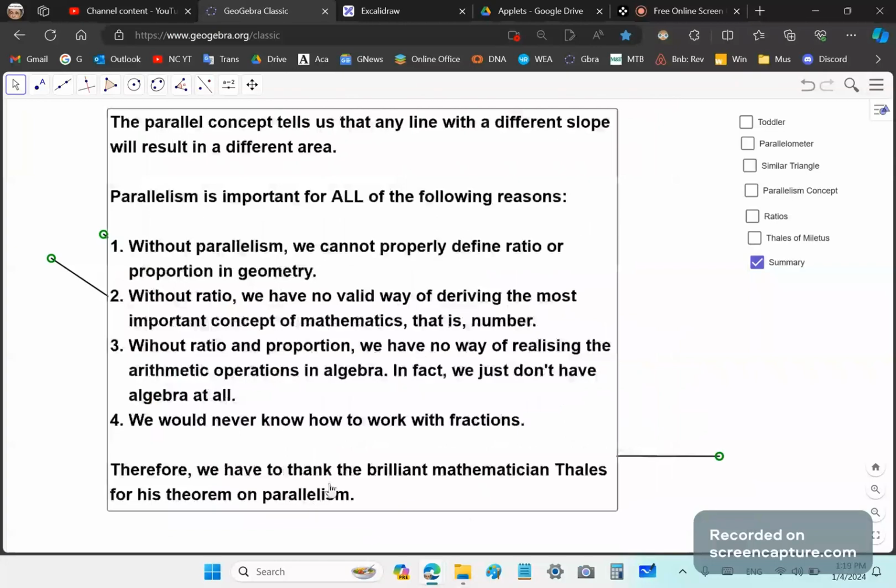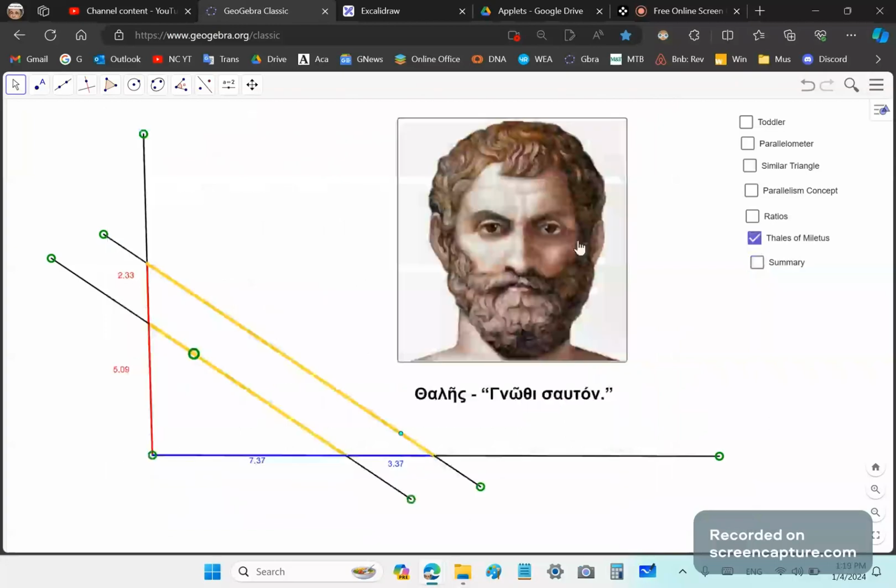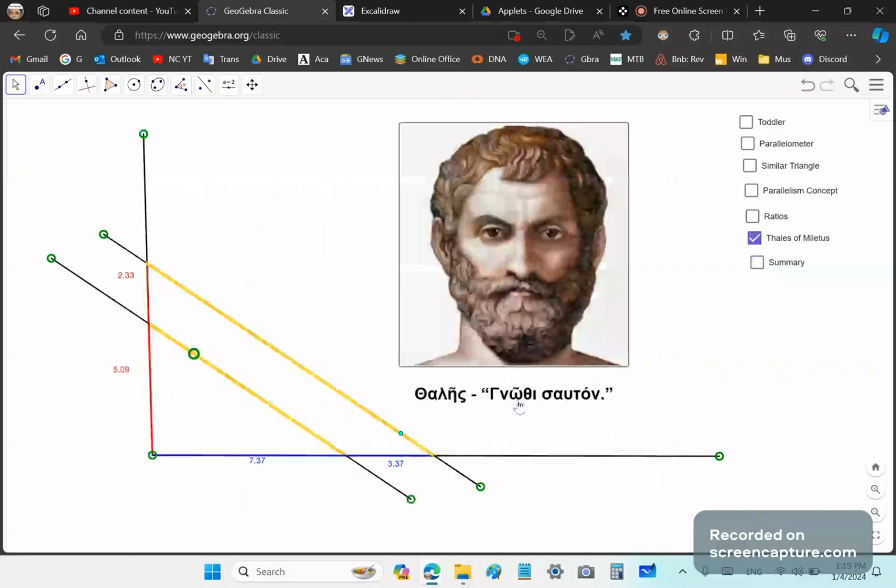And the knowledge that he imparted on parallelism. So this is the guy who started it all, Thales. And what's written down here is gnothi se avton, which in English means know yourself. So this guy was absolutely brilliant. He realized the concept of parallelism, from which everything that followed in mathematics was based on. Without parallelism, you don't have Pythagoras, you don't have anything.